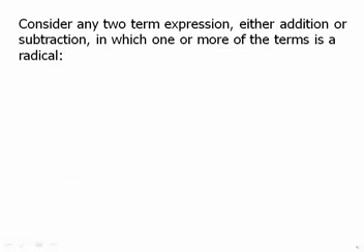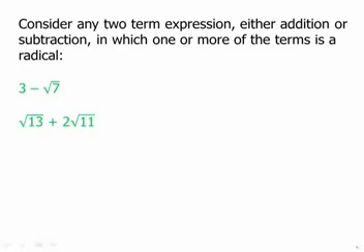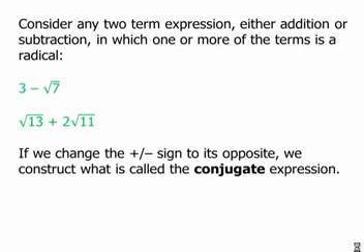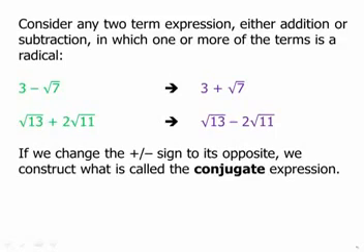Consider any two-term expression, either addition or subtraction, in which one or more of the terms is a radical. So we might have things like this, for example. Two terms, and we're either adding or subtracting, and one or both of the terms is a radical. If we change the addition or subtraction to its opposite, we construct what is called the conjugate expression. So that first one, we have 3 minus root 7. The conjugate would be 3 plus root 7. In the second one, we have root 13 plus 2 root 11. The conjugate will be root 13 minus 2 root 11. So how is this helpful?